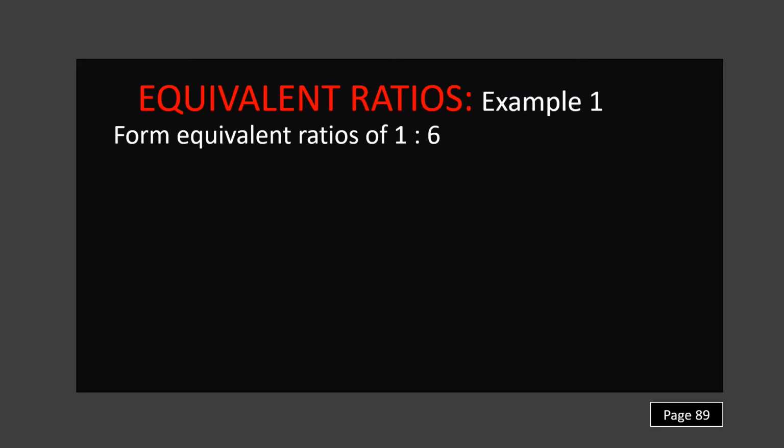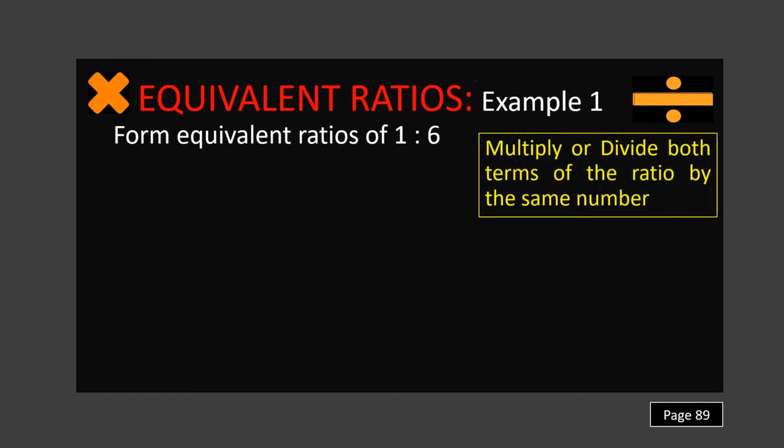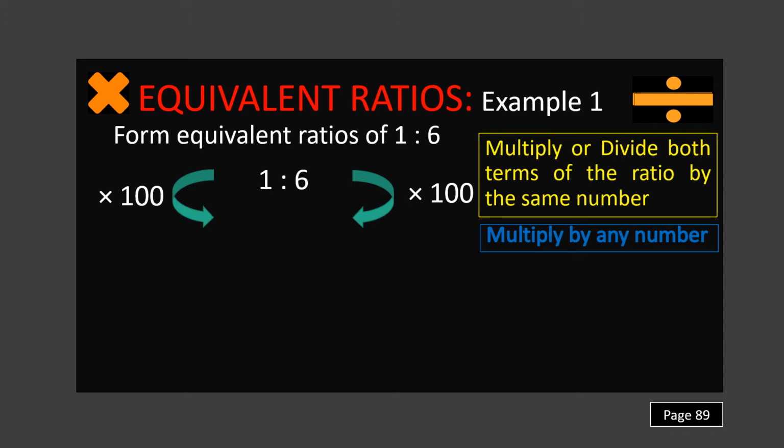Now let's do an example on it. Form equivalent ratios of 1:6. Now children, remember that we can either multiply or divide both the terms of the ratio by the same number. Let me choose multiplication first. If it is multiplication, it can be any number, 2, 3, 10, 100 or 500 even. Let me multiply it by 100. See, if you multiply it by 100, you have to multiply both the terms by 100. 1 times 100, which gives you 100, and 6 times 100, which gives you 600. So our new ratio is 100:600.